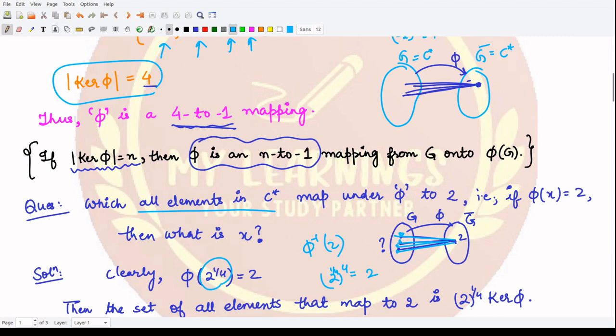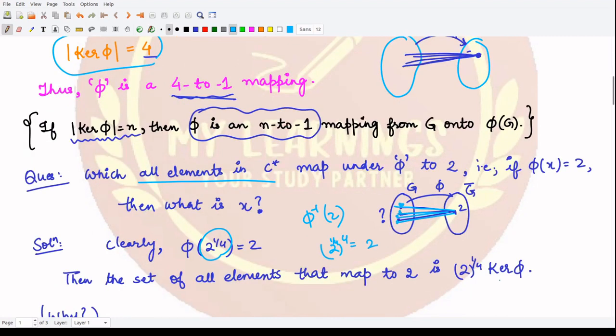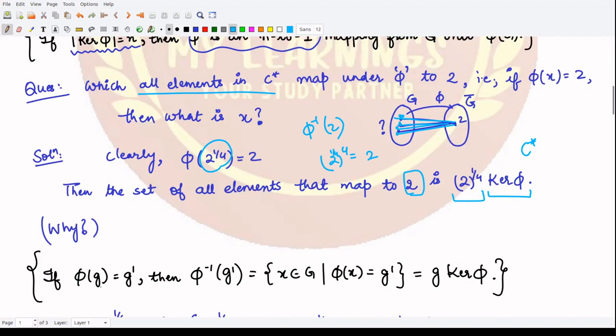Therefore, the coset kernel phi together with this element taken from C star, what is this? This consists of all the elements which map to 2. Why? Because we have this result that whenever phi of G is equal to G dash, then phi inverse of G dash would be this coset G kernel phi, and we define it like this, correct? So which elements would it contain?